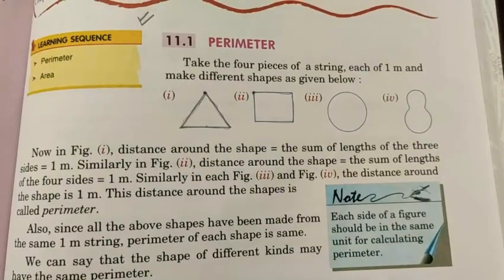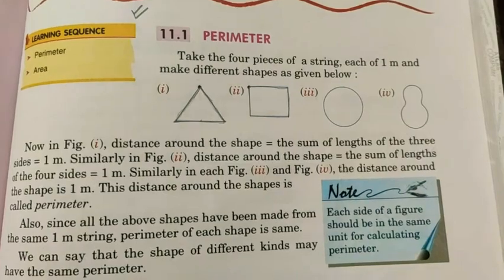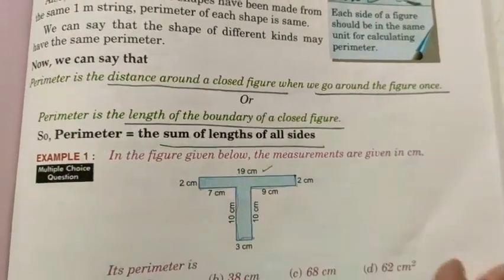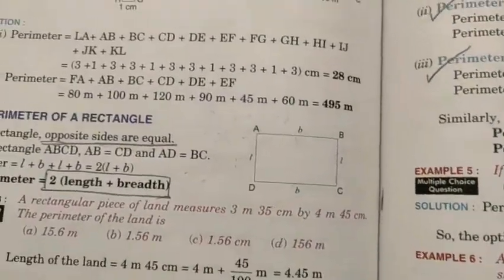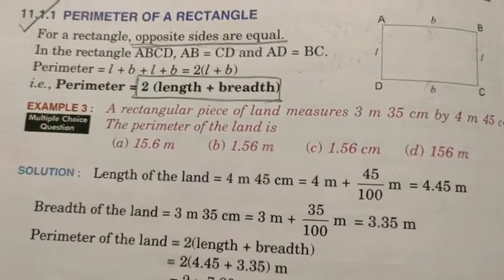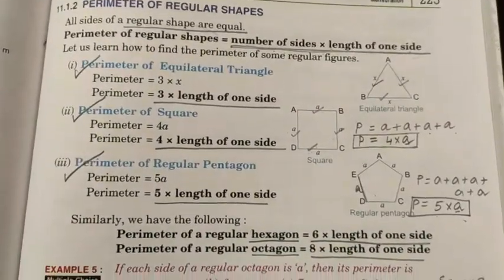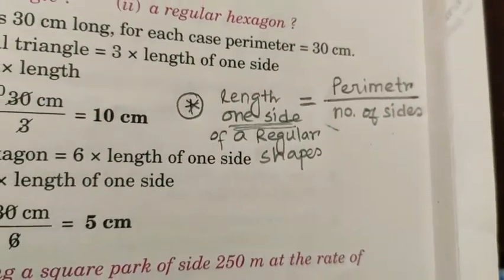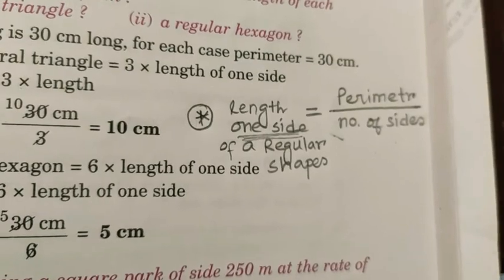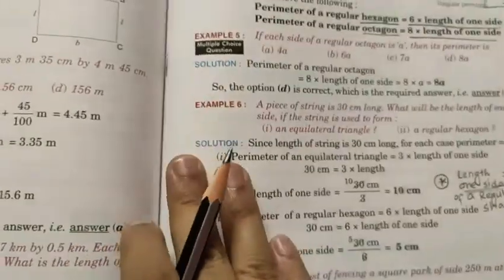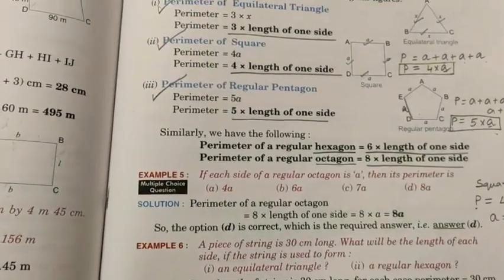So today we have learnt about the perimeter. What is the definition of perimeter? How can we find the perimeter of any normal figure? How can we find the perimeter of a rectangle and some regular shapes? And if the perimeter is given, how can we find the length of one side of any regular shape? So this was our today's lesson, which is based on perimeter.